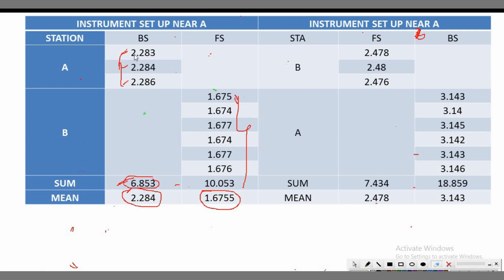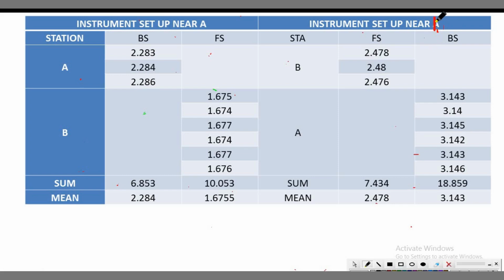Okay po ba tayo dito sa may instrument set up near A? Okay po? Yes, ma'am.